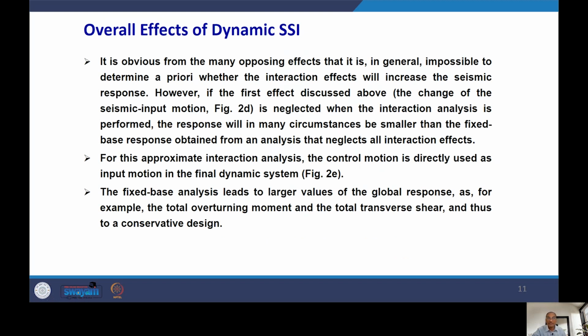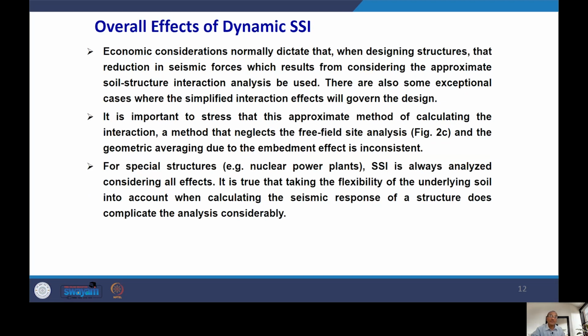The fixed base analysis leads to larger values of the global response, for example the total overturning moment and the total transfer shear, and thus to a conservative design. So when you carry out fixed base analysis, it will give you larger values of the global response, and once you get the larger value of the global response, that means you are carrying out the conservative design. Continue with the overall effect.